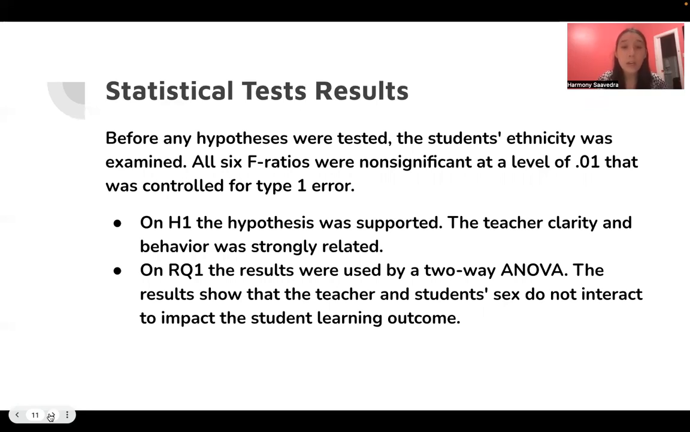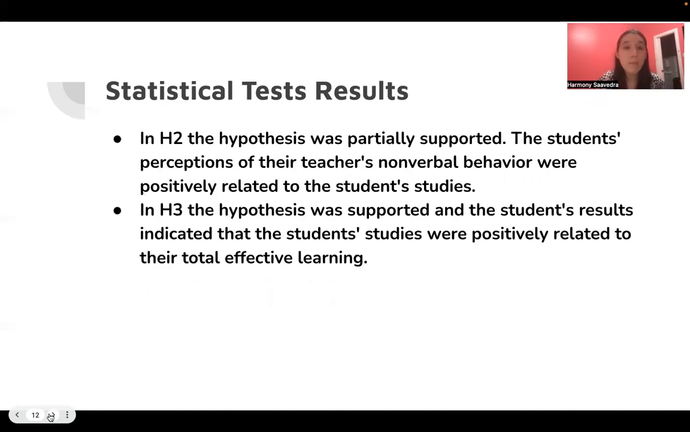On research question 1, the results were obtained by a two-way ANOVA. The results show that the student and teacher's sex do not interact to impact the student's learning outcome. In hypothesis 2, the hypothesis was partially supported. The students' perceptions of their teacher's nonverbal behavior were positively related to the students' study strategies. In hypothesis 3, the hypothesis was supported and the results indicated that the students' study strategies were positively related to their total effective learning.